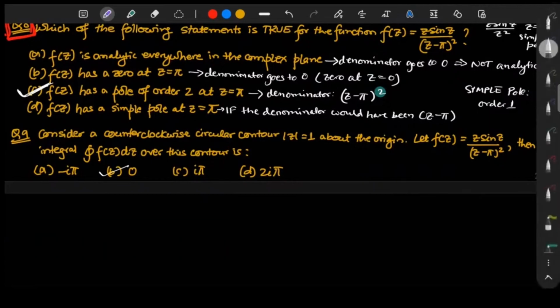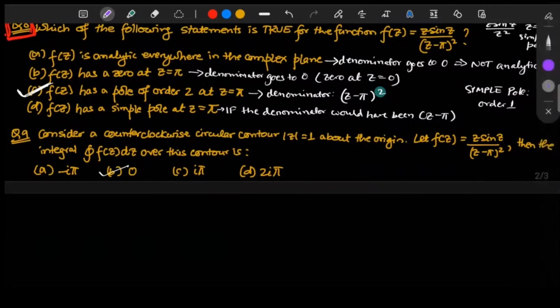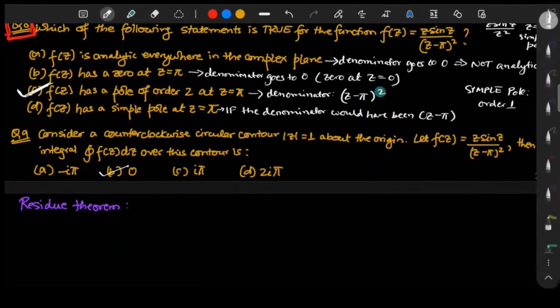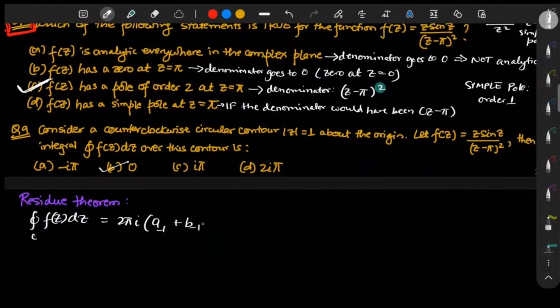But had some other contour been given and some other function been given, then you need to know what is known as the residue theorem. So the residue theorem is given as follows. If you want to find the integral of some complex valued function over some closed contour C, then this is given as 2πi times the sum of residues. These are the sum of residues, a₋₁, b₋₁, c₋₁.